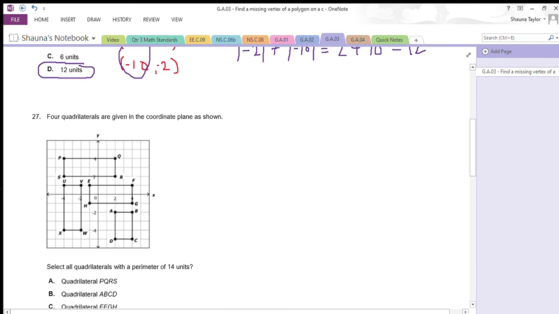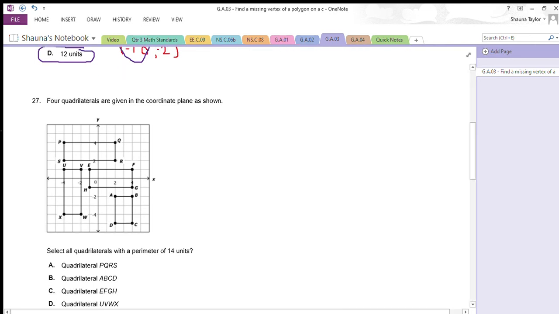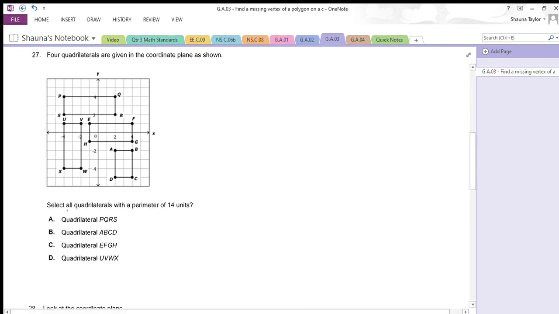Now we have a visual. We have the coordinate plane, and it's asking us, 4 quadrilaterals are given in the coordinate plane shown. Okay, let's look at the question. Select all quadrilaterals with a perimeter of 14 units. This one's going to be easy because all you have to do is count the sides. So let's start with the first one. So this is 1, 2, 3, 4, 5, 6, 7, 8, 9, 10, 11, 12, 13, 14. Oh, so that one doesn't work. So what letters were these? S, P, Q, R. Okay, that's this one. So that's wrong.